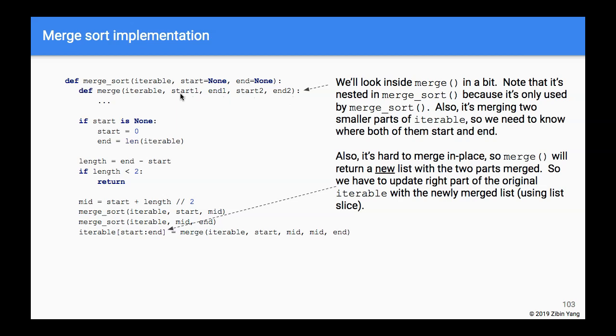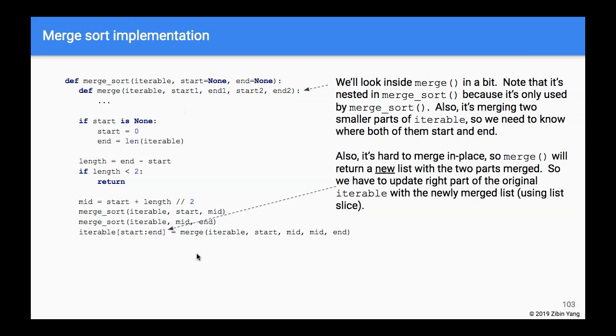One more thing: as we just saw, when we merge two sublists together, it's kind of hard to merge those lists in place. That means we are placing new values into the list that we are reading from. So that's often kind of hard. To avoid that problem, the merge function will return a new list with the two sublists merged, instead of merging the list in place.